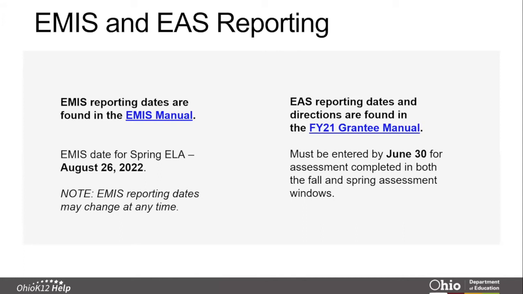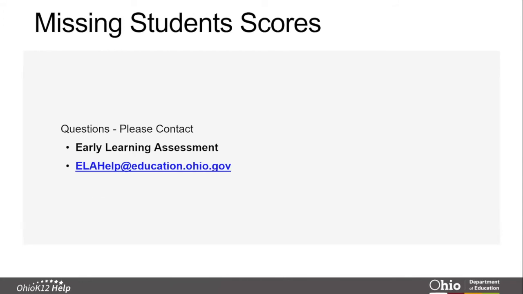EAS reporting dates and directions on how to do that are in the link there. You see FY21, and this must be entered by June 30th for the assessment for both the fall and the spring windows this year. Any questions regarding missing student scores, you want to reach out to the ELA help at education.ohio.gov.